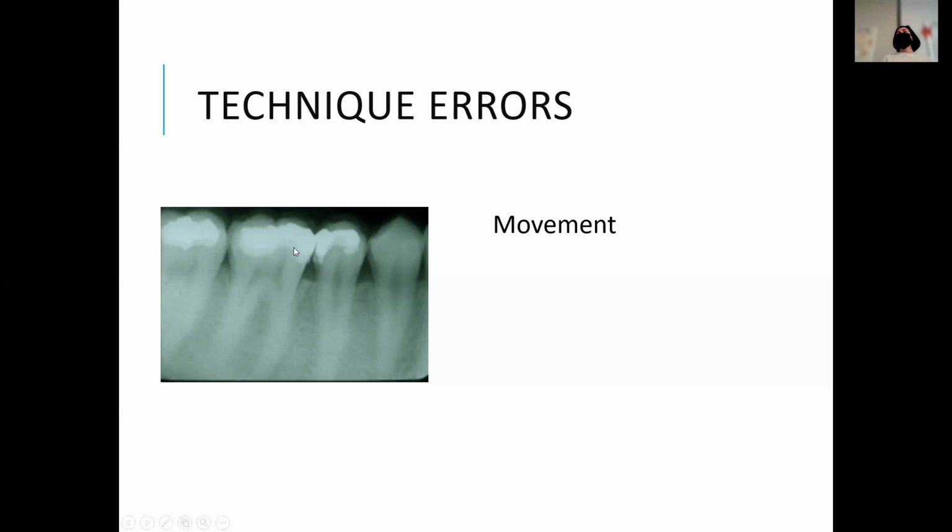But you can see if the patient moves, see how it just looks blurry, like you can see double of the fillings here. It's a double image sort of. You can see that the patient moved during this image.